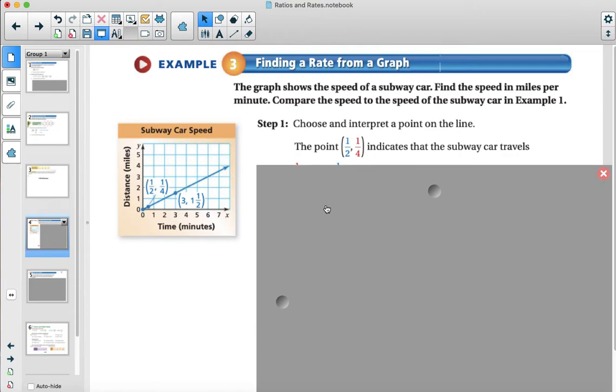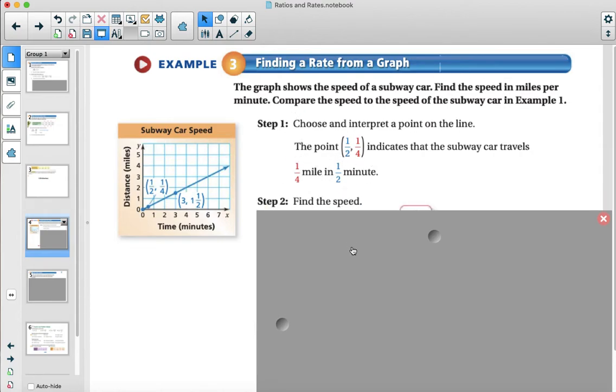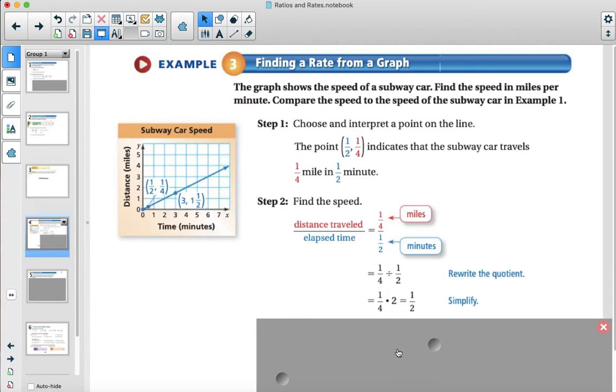But they ask you to interpret this point, 1/2, 1/4. So what that means, the 1/2 is how many minutes, so that would be a half a minute, and that would be a quarter mile. Okay, so a quarter mile in 1/2 minute. We want to know the speed in miles per minute, so we want to do the miles divided by the minute. What's interesting about this is that we have a fraction divided by a fraction. We've already covered that. We know that we multiply by the reciprocal. And so you would get 1/2, so that would be 1/2 miles per minute.